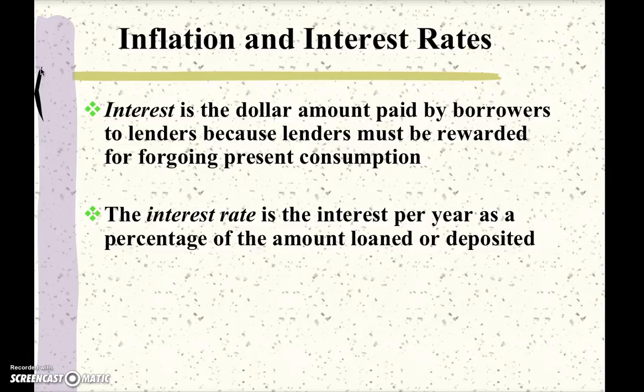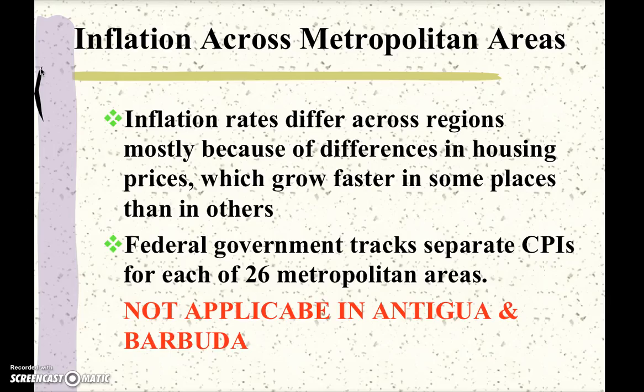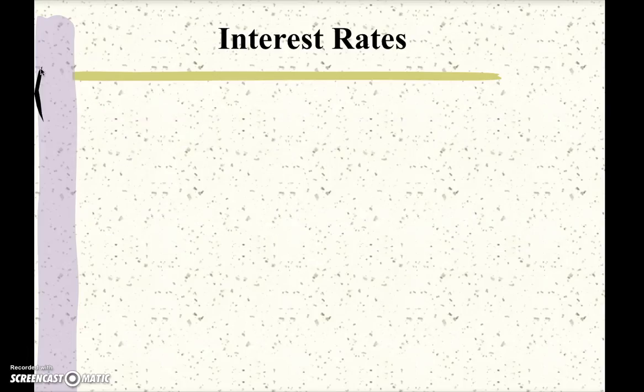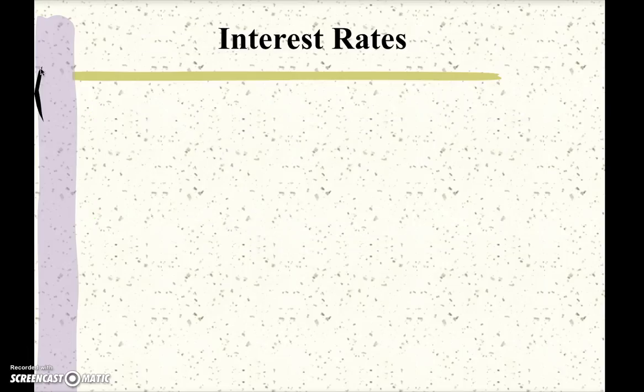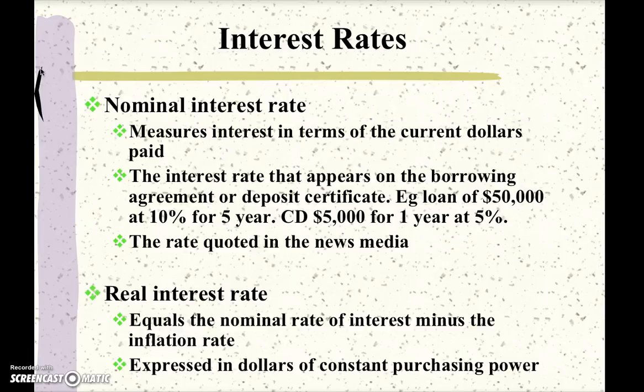Okay, so on your savings account at the bank, they're mandated to give you 2%. On a loan, they might ask you to pay back 8%, whatever the case may be. So with that, we have what's called your interest, which is the dollar amount paid by borrowers to lenders because lenders must be compensated for foregoing present consumption. And again, the interest rate is the amount that is actually paid back on the loan or the deposit within the bank. What then is the term nominal interest rate?